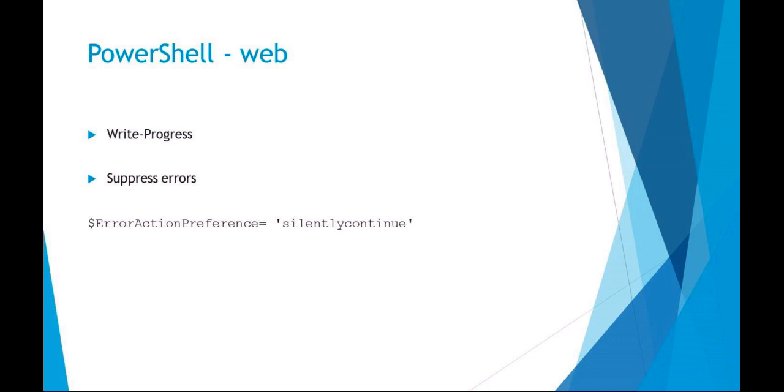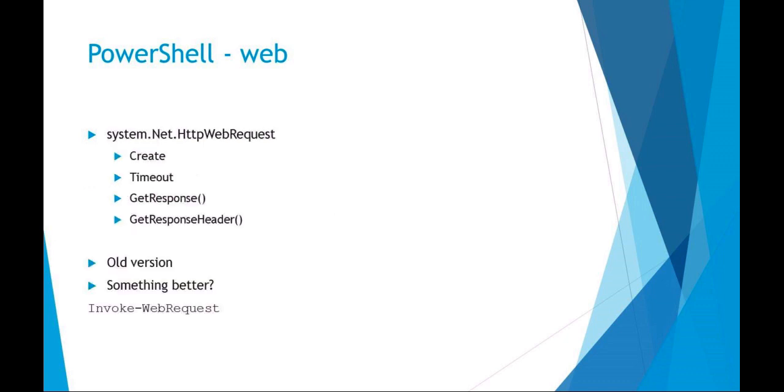One of the things, if you're writing progress, because it's trying to write it to a special formatted section of the screen, you might want to suppress your errors. So what you can do is say error action preference, just silently continue. So instead of displaying the error, it'll just continue without displaying it.